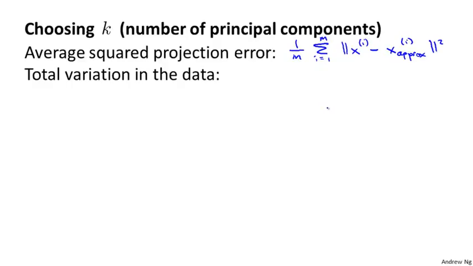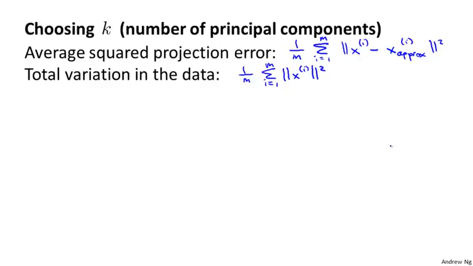Also, let me define the total variation in the data to be the average length squared of these examples x i. So the total variation in the data is the average over my training set of the length of each of my training examples. And this says, on average, how far are my training examples from just being all zeros. So how far on average are my training examples from the origin.